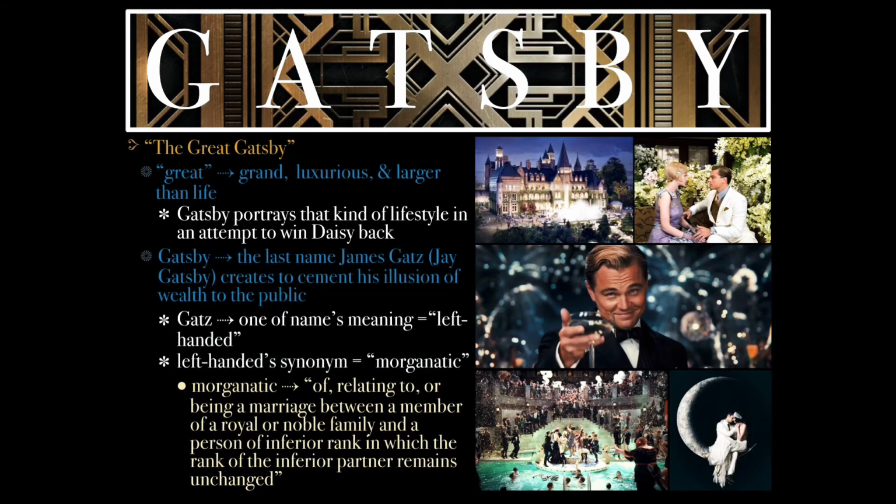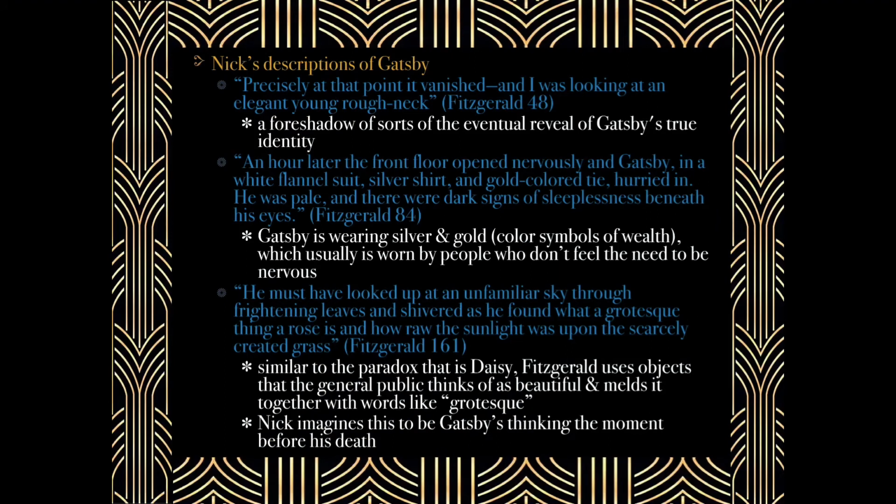Morganatic means of relating to or being a marriage between a member of royal or noble blood and a person of inferior rank, in which the person of the inferior rank's status remains unchanged. In this case, the inferior rank is Gatsby, as he had made up this great identity when in reality he is a poor man. While he has money now, he will always be a poor boy in the eyes of the East Eggers.